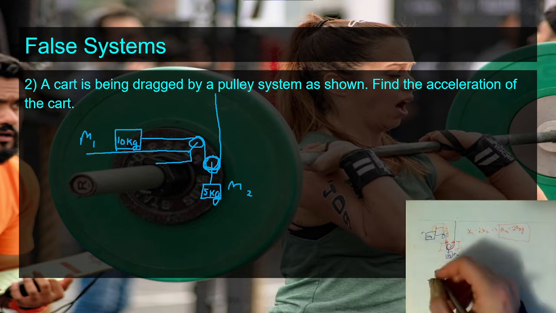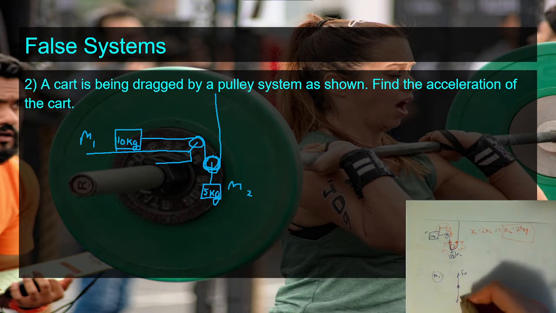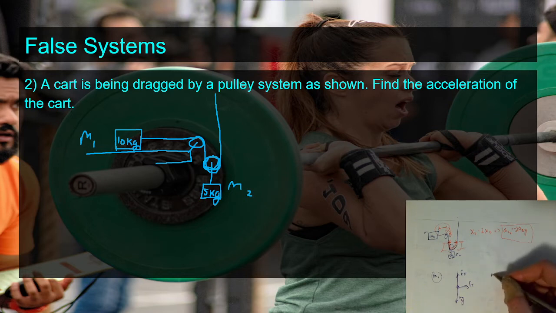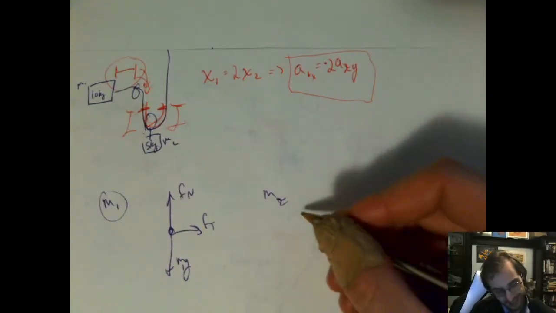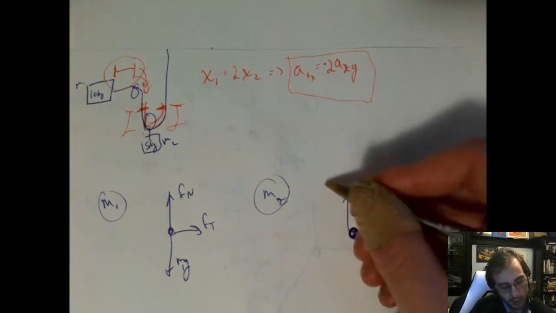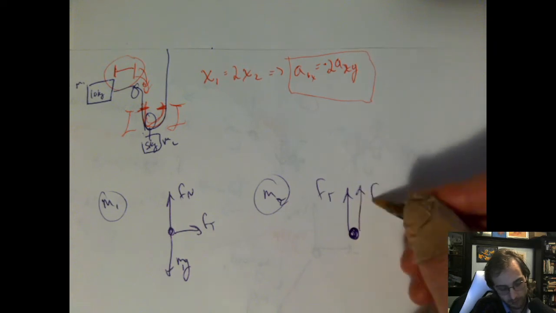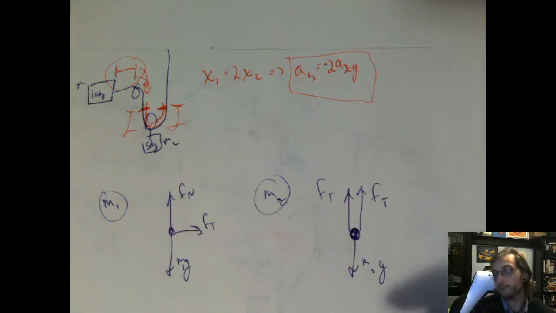So doing that out, we can do that for mass 1. Our free body diagram should look like normal force going up, gravity going down, m1g, and the force of tension going to the right. Great. For mass 2, we can set up that we'll have 2 ropes pulling up, each of them with the force of tension. Additionally, we'll have m2g pulling down.